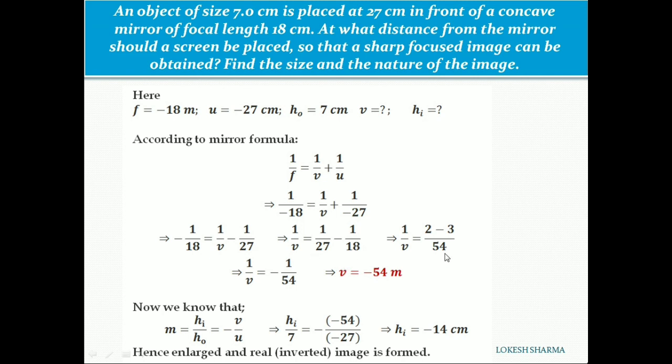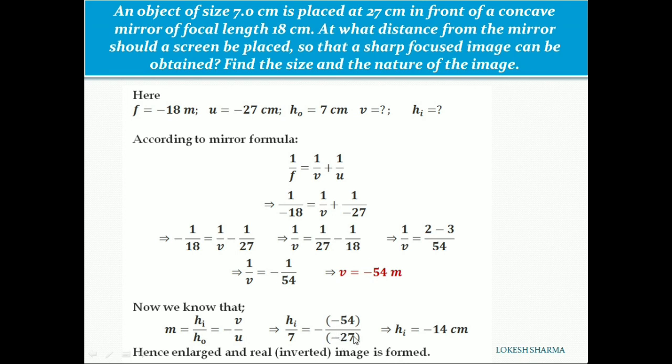The LCM of 27 and 18 is 54, so we will get 1 upon V is equal to 2 minus 3 upon 54. This implies 1 upon V is equal to minus 1 upon 54. This implies V is equal to minus 54 centimeter. Again, according to the formula magnification, M is equal to HI upon HO is equal to minus V upon U. This implies HI upon 7 is equal to minus 54 upon minus 27.